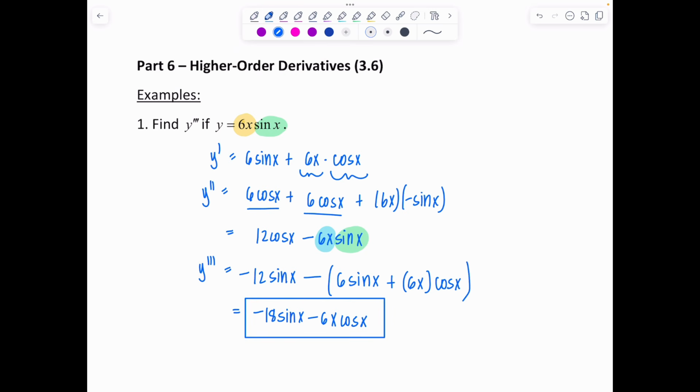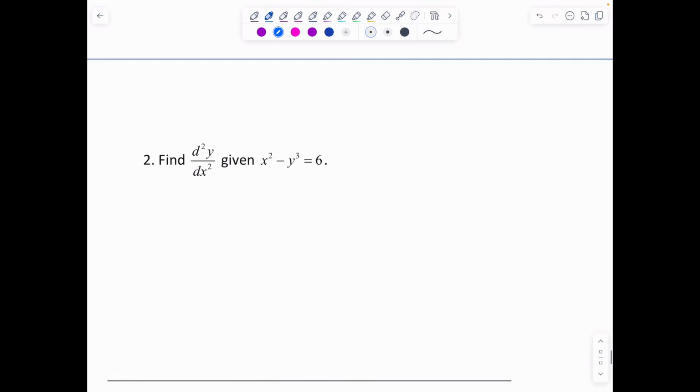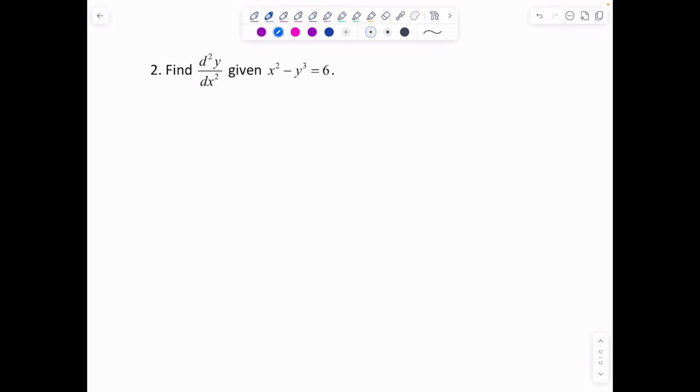And for the grand finale, find the second derivative with respect to x of... Yes, this time we're going to have to do implicit. X squared minus y cubed equals 6. So fun. Okay, so first let's find dy dx, then I'll show you what to do to get the second derivative.